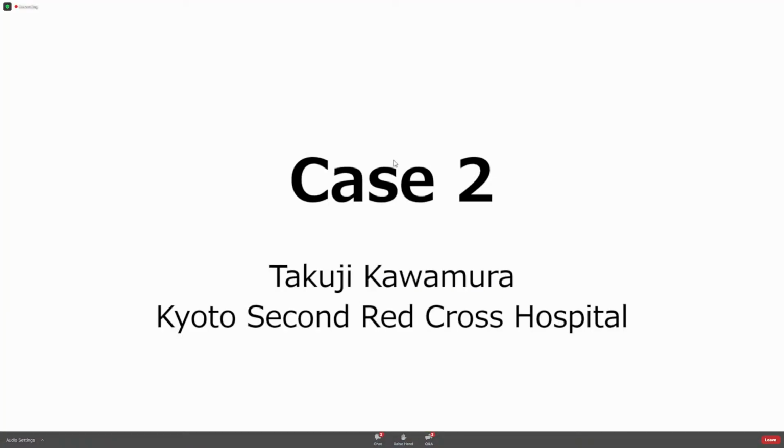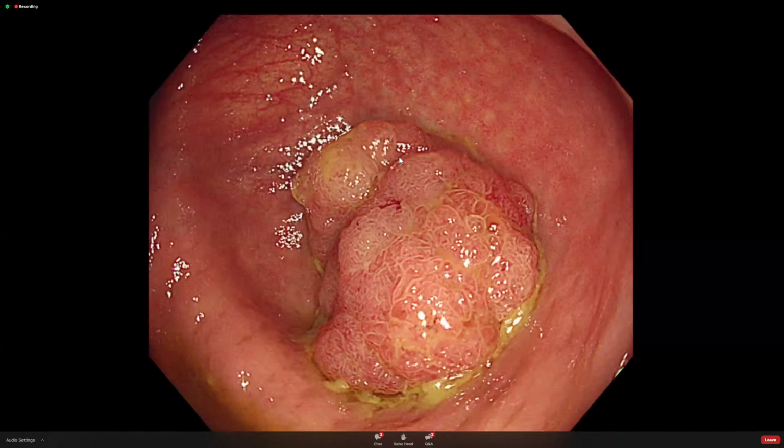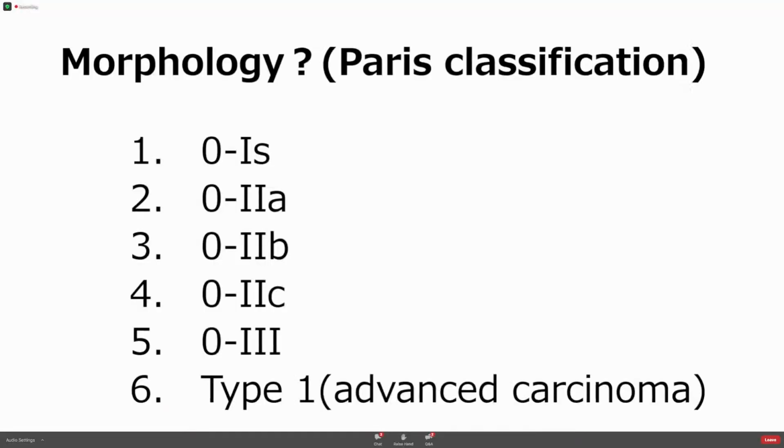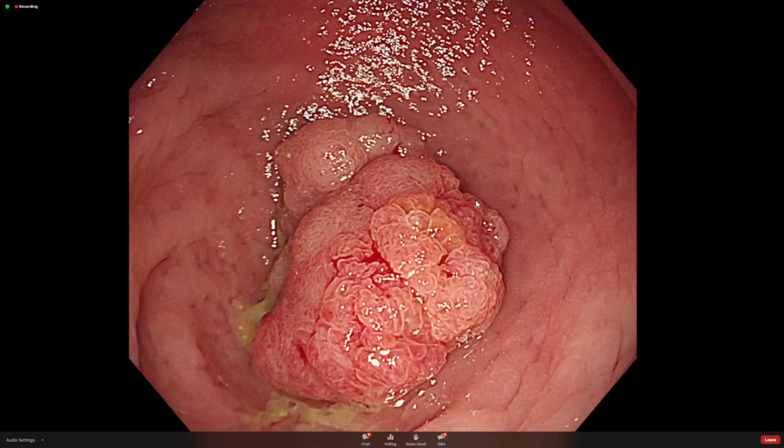Can you see this right? The next case. This region was located in the cecum, about 25 millimeters, a protruded region in the cecum. So what is the morphology? The classification: 1S, 2A, 2B, 2C, type 1. Okay. So what is your opinion? Please vote about your opinion.